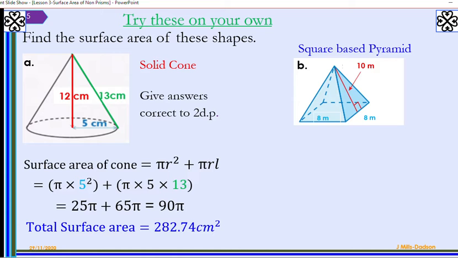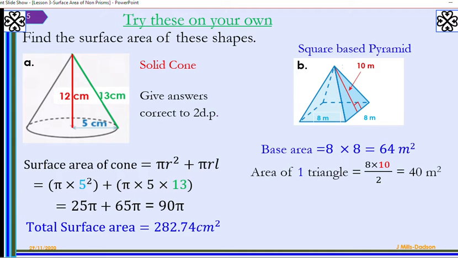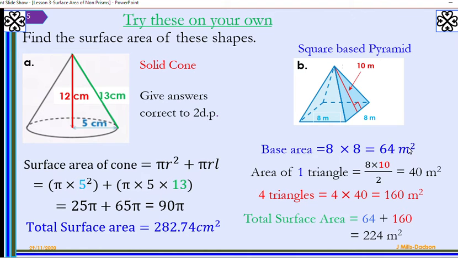cm squared. Now for the pyramid, the base is 64 meters squared because 8 times 8 is 64. One triangle, height of triangle 10, base 8, 8 times 10 divided by 2, 40. 40 times 4, 160. So 160 represents the 4 triangles, add it to the base, and you have 224 meters squared.